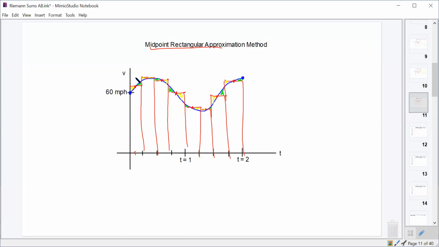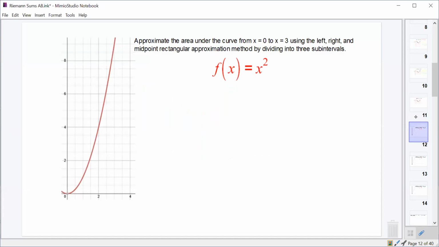Good. Wonderful. All right. Those are the three types of approximations that we're going to do today. So we're going to practice that on a nice, simple, easy function. F of x equals x squared. We're going to do a left, a right, and a midpoint rectangular approximation method to find the area under the curve from 0 to 3 using 3 subintervals.